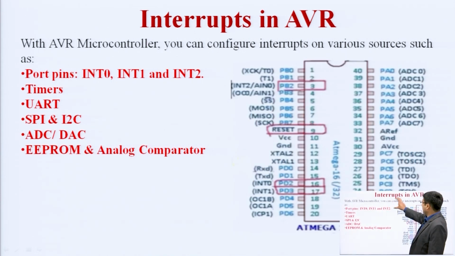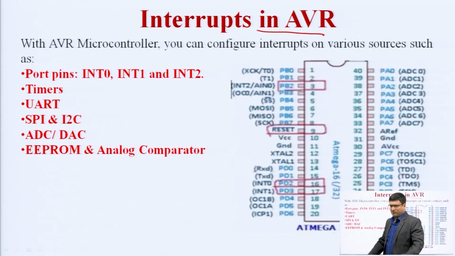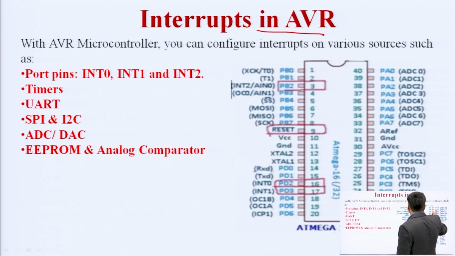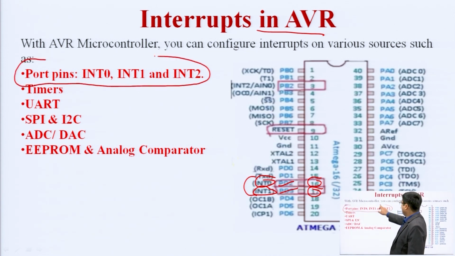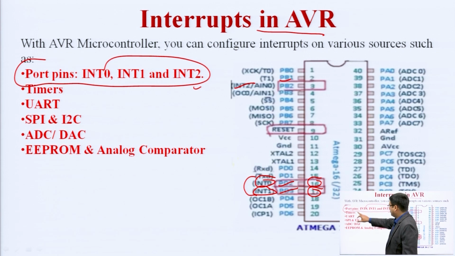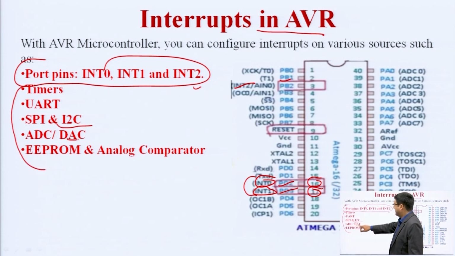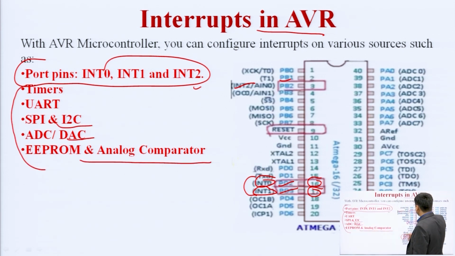So the last topic is interrupts in AVR. What is the meaning of an interrupt? Interrupt means that whenever we are executing, if some disturbance is created, it works as an interrupt. In the AVR microcontroller pin diagram you can see that interrupts are available: interrupt 0 and interrupt 1, on pin numbers 16 and 17, that is PD2 and PD3. So they are available as INT0, INT1, INT2. Where is INT2? Here. So there are 3 types of interrupts. Along with other units like timers, USART, SPI, I2C, ADC, DAC, EEPROM and analog comparator, interrupts are available.